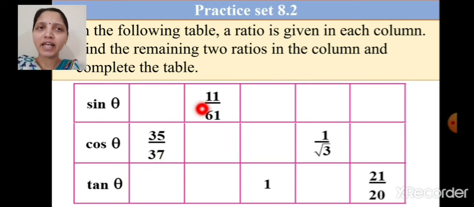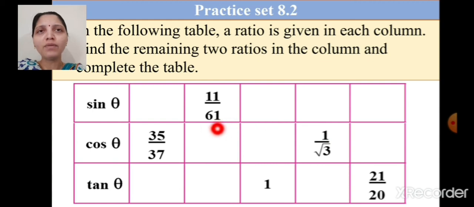Similarly in the second column sin theta ratio is given and you have to find cos theta and tan theta. Likewise, any one of the ratios will be given to you and you have to find the other trigonometric ratios. Okay. Now in your textbook there are 9 columns given to you.